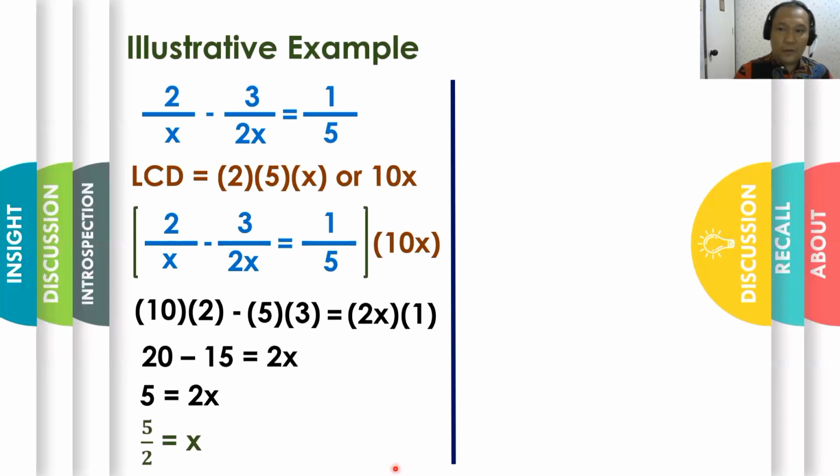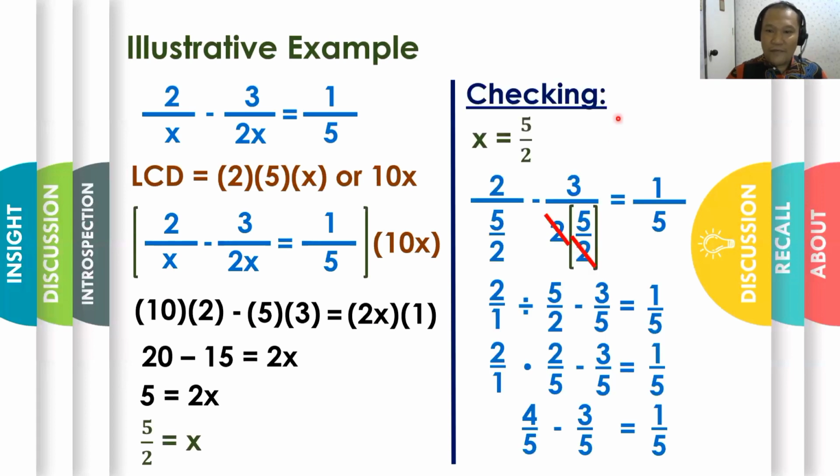Okay, now we are going to verify if the value of the given variable is really true to the given equation. Otherwise, it will not be our value because that is an extraneous solution. Now, I do have here the checking for the verification of the value of the unknown, which is 5 halves.